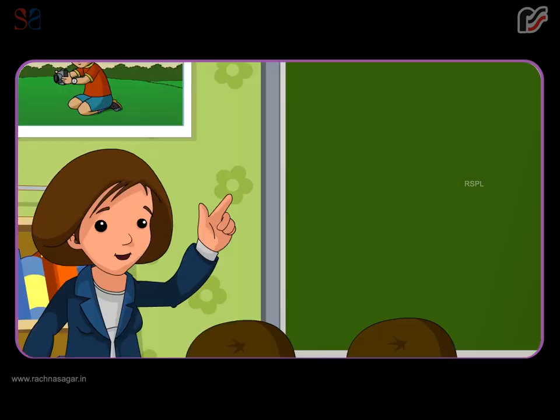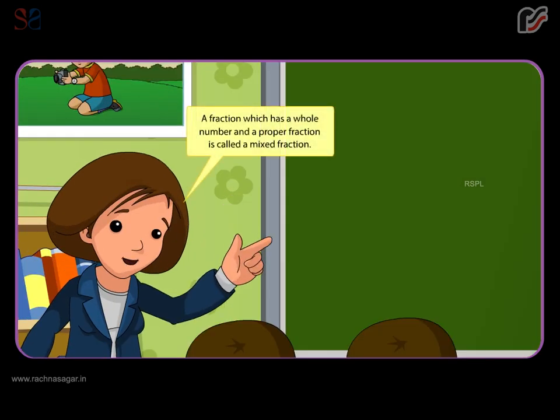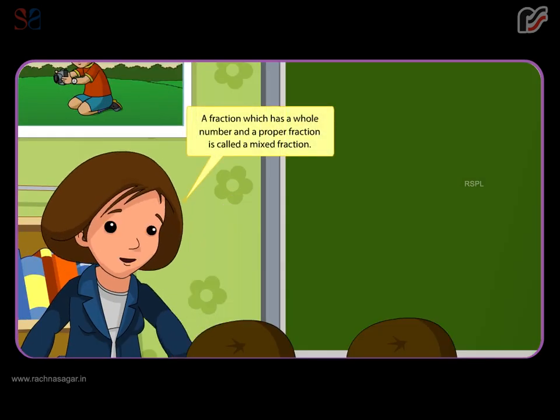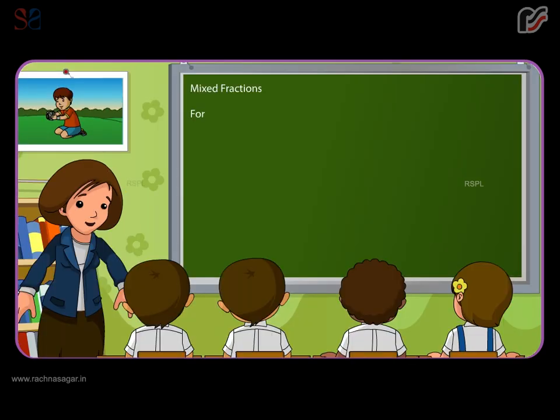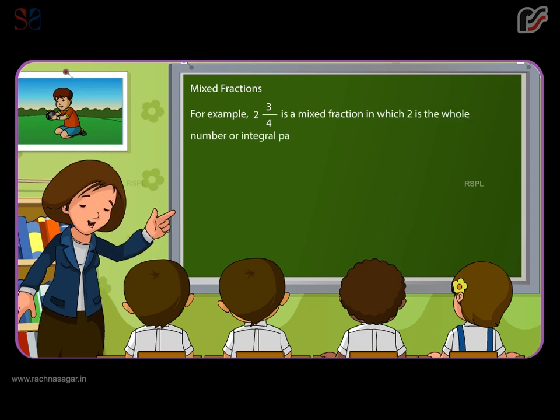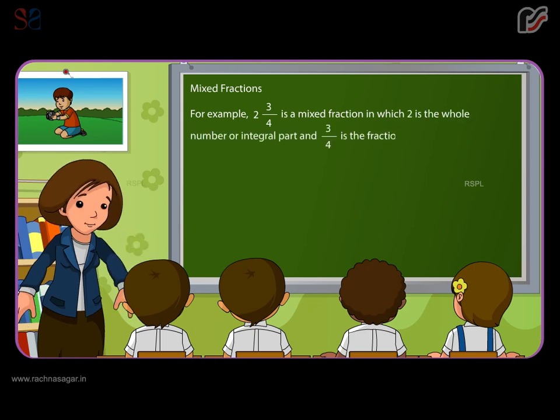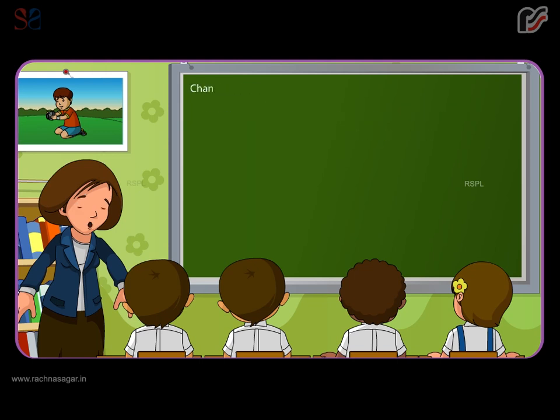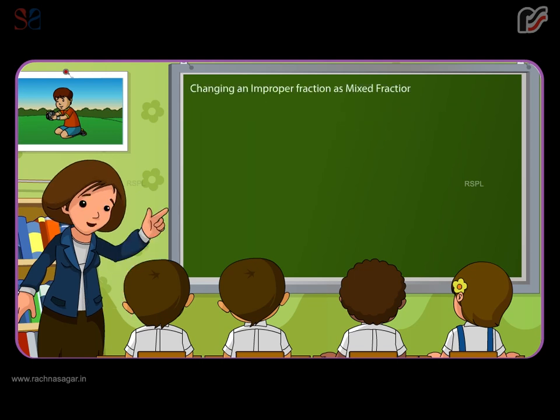Mixed fractions. A fraction which has a whole number and a proper fraction is called a mixed fraction. For example, 2 3/4 is a mixed fraction in which 2 is the whole number or integral part and 3/4 is the fractional part.